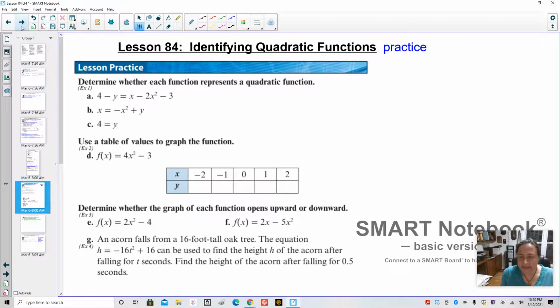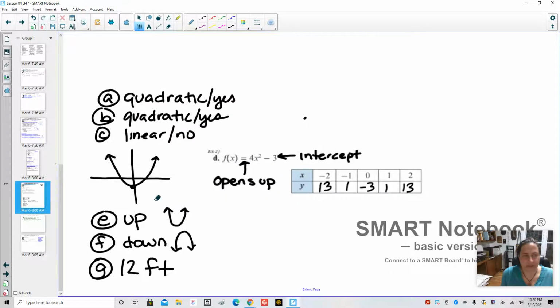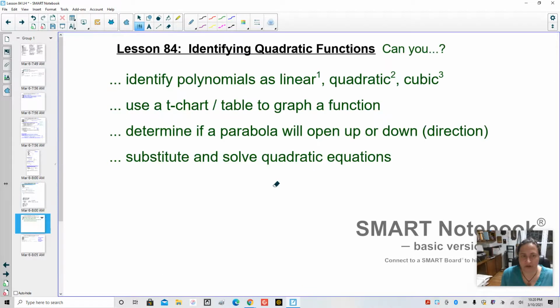All right, lesson practice. Please hit pause and give these a shot. Here are your answers. Identify polynomials as linear, where your largest degree is a first power; quadratic, largest degree is a second power; cubic, largest degree is a third power. Use a t-chart or table to graph a function, determine if a parabola will open up or down, and substitute and solve for quadratic equations.